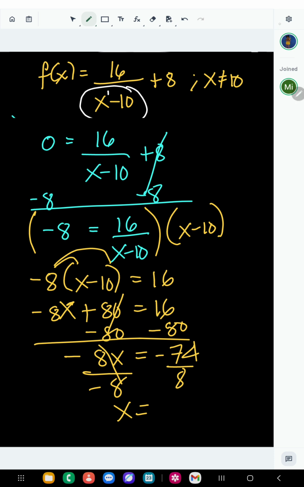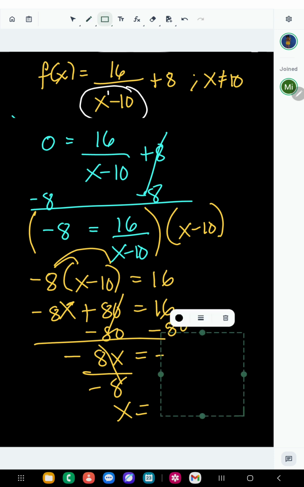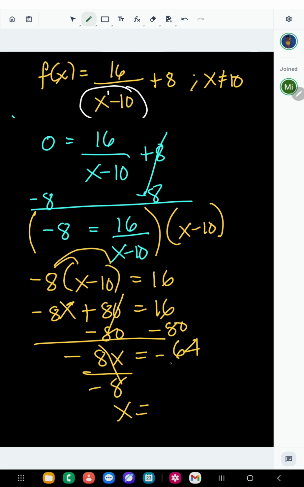Why is it decimal or fraction for a while? Oh, 16 minus 80 is negative 64. It should be 64. So 64 divided by negative 8, so this is 8. It's not 74. So the x-intercept is 8.